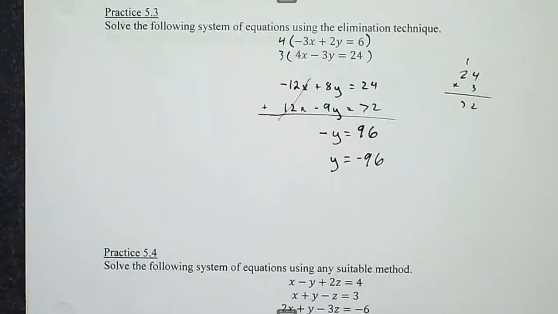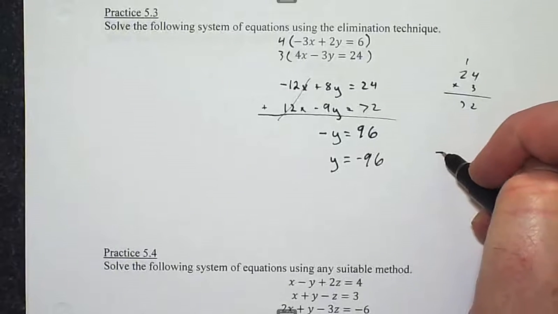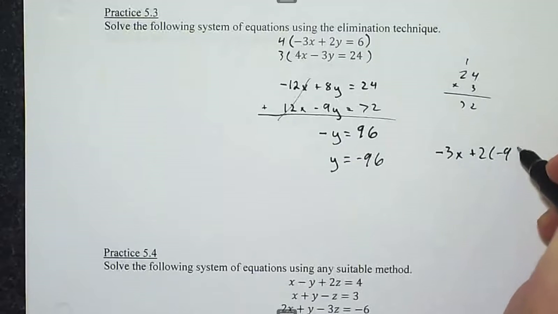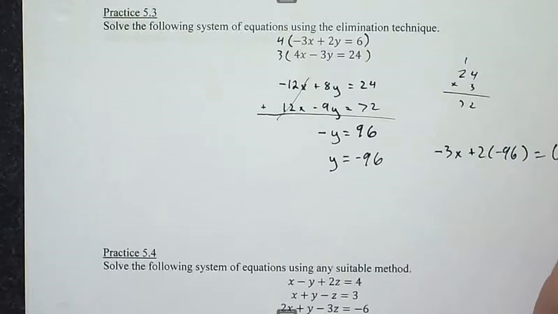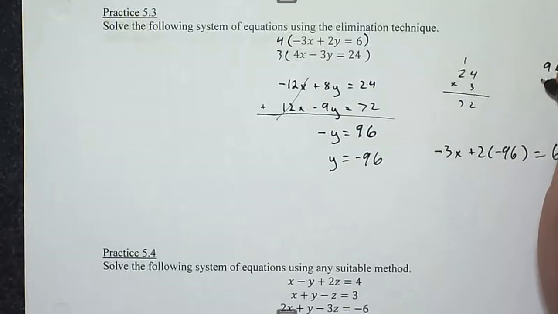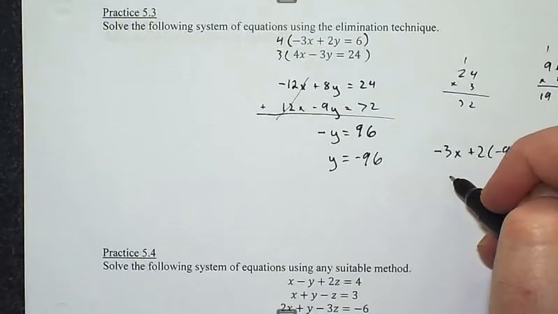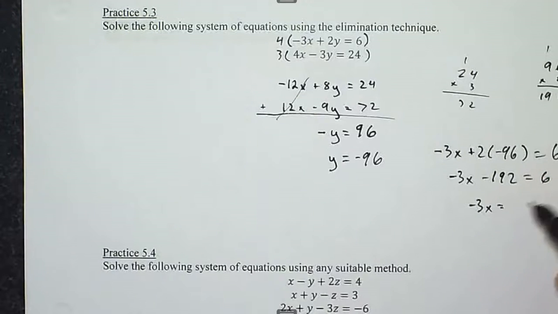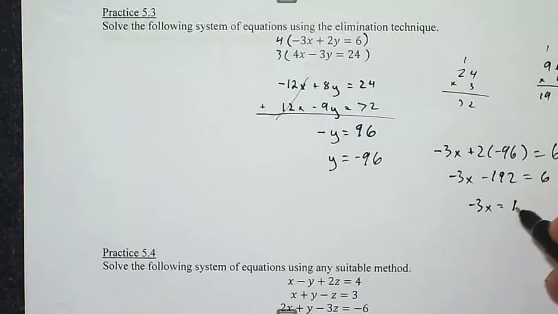Okay, now I need to find x, which is not really going to be particularly fun with the size of this number. But we can do it. So 96 times 2 is 192. So this is a negative 3x minus 192 equals 6. So a negative 3x is equal to, when I add 192 over, I get 198.